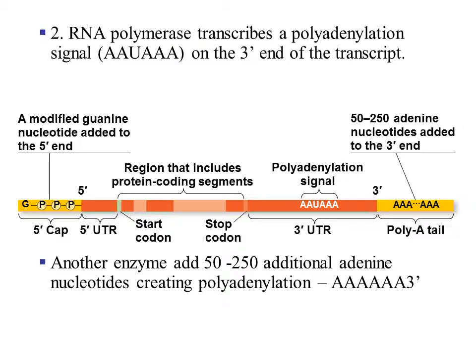The second thing that occurs is RNA polymerase is going to transcribe a polyadenylation sequence. That is AAUAAA. This is going to be located at the 3' end of the mRNA message. Another enzyme is going to then come and add about 250 adenines to the polyadenylation sequence. Why is this added? It is there to protect the message.